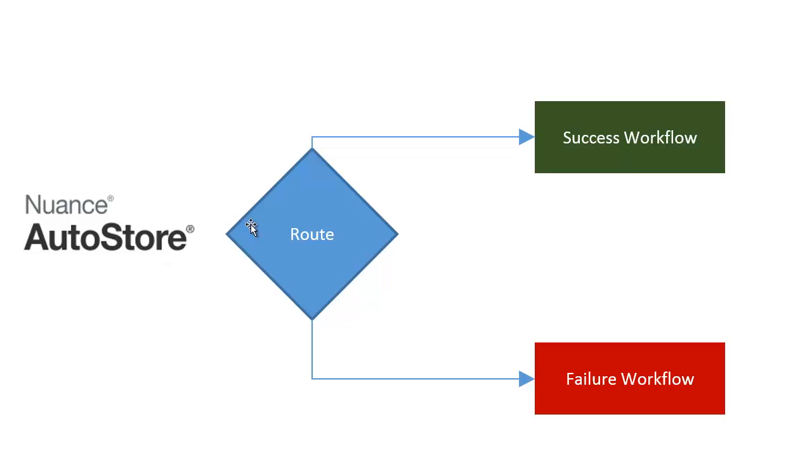So in AutoStore, when you're finished a route, when your route component is complete, sometimes you want to have a separate workflow if that route was successful or if that route was failure. And I mean a completely new AutoStore workflow for those different tasks.